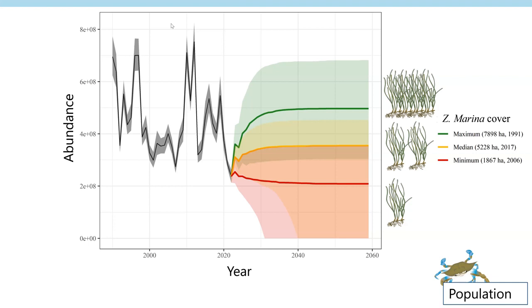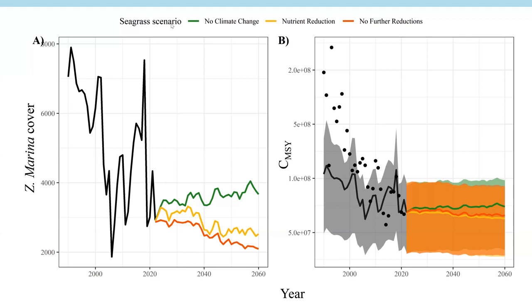Now, when we project forward using what we actually think is going to happen to Zostera marina in the bay, we do see sort of a bad news story, where the plot on the left side of the screen is simply what the density-weighted Zostera marina cover is. So essentially what the availability of this habitat is in the bay from 1990 to 2022, so observed values, as well as projected values under a no climate change scenario, which is obviously unrealistic, and then a climate change but nutrient reduction scenario, which is where we continue to reduce the nutrients in the bay and increase Zostera marina availability, as well as a no further reduction scenario.